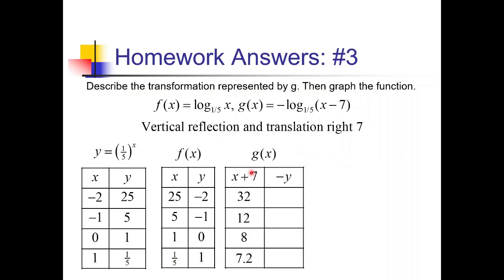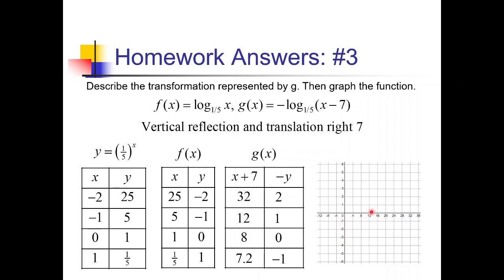For the y's, now I have +2, +1, still 0, and -1. So for my axes, I'm going to have to leave myself some bigger grid lines to accommodate this 32 here. So I made my x-axis grid lines go by 4s. That'll get me all the way to 32. So I have 32, comma 2.